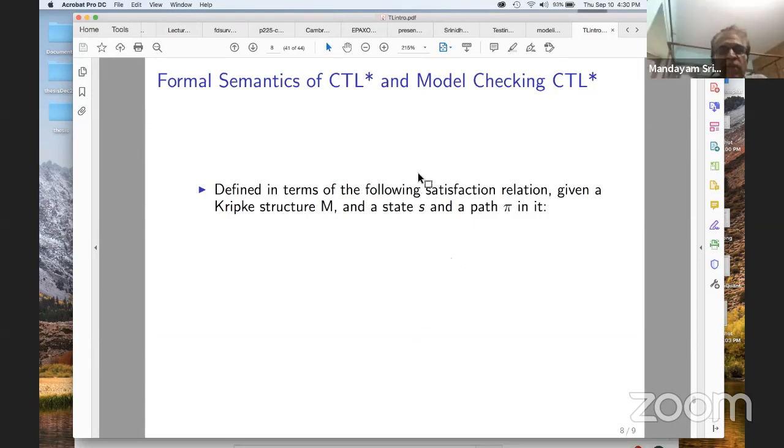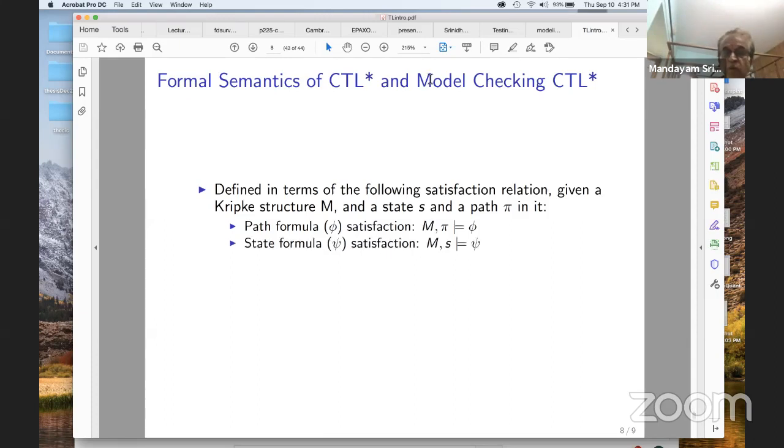Okay. So what are the formal semantics of CTL star and what is model checking? We define it in terms of a satisfaction relation that we'll be defining formally, which forms the formal semantics. That satisfaction is defined with respect to a given Kripke structure M and a state S or a path pi. You need both to interpret CTL star.